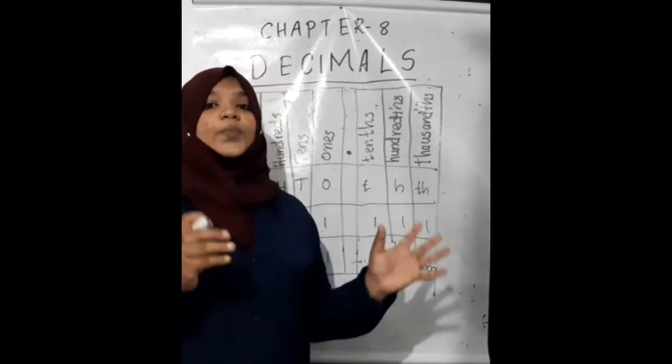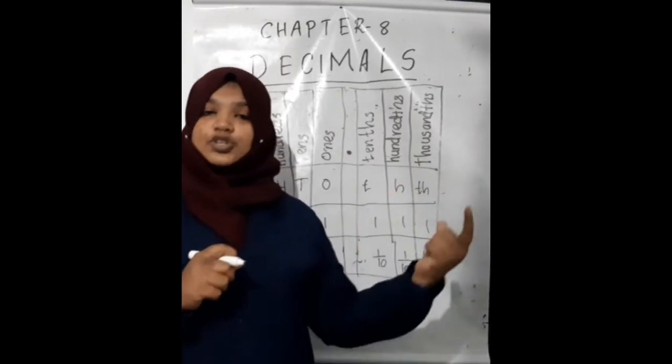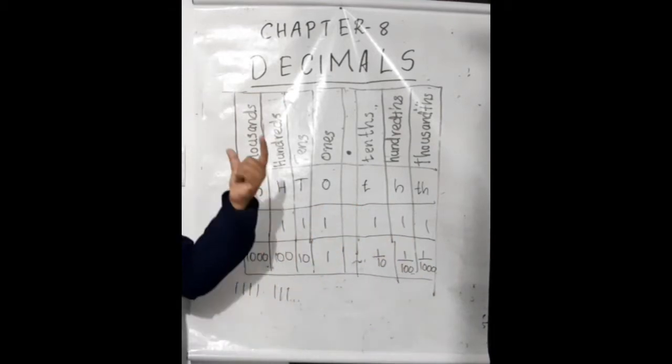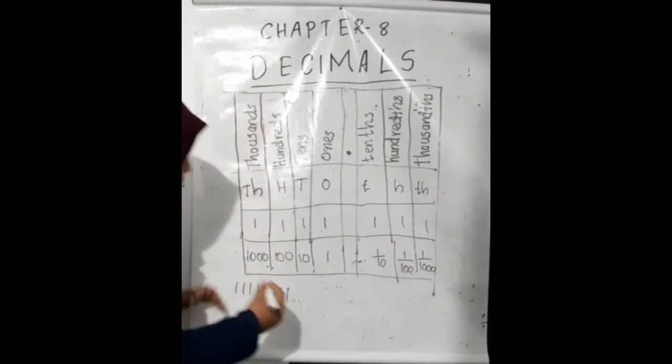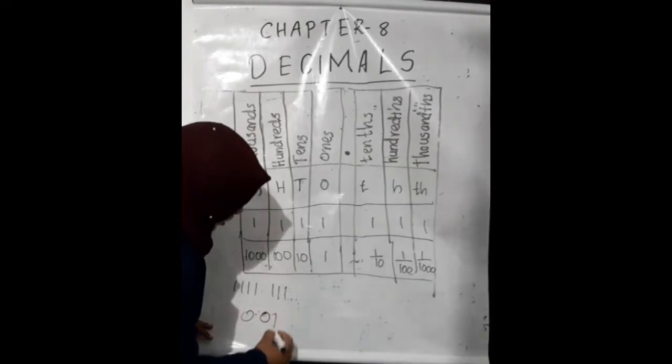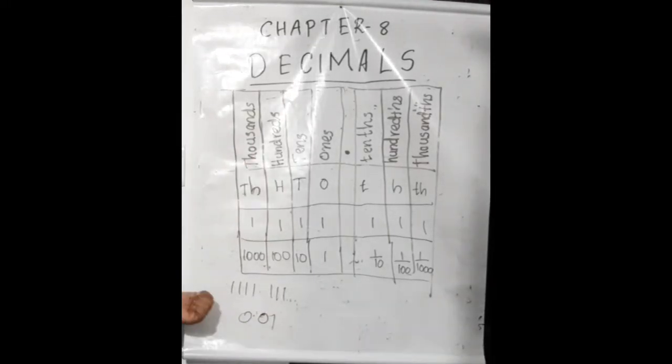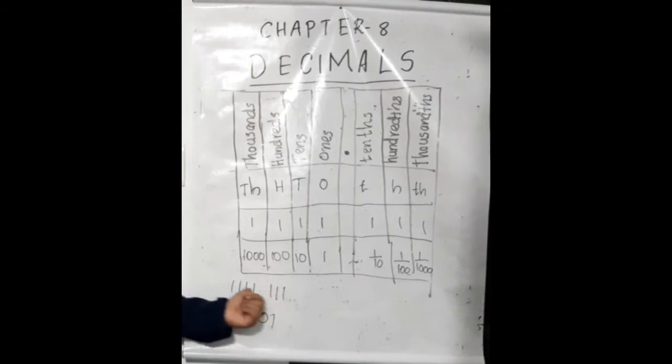0.01. So if we have to represent 0.01 on the number line, we have to make the distance between 0 and 1 into 100 equal parts.